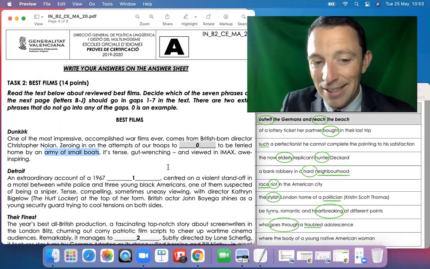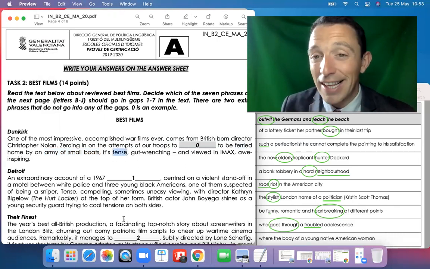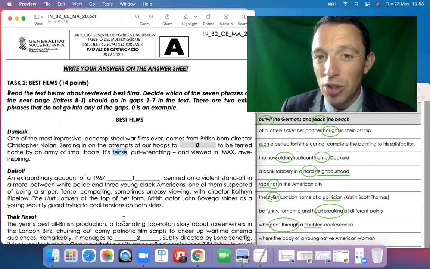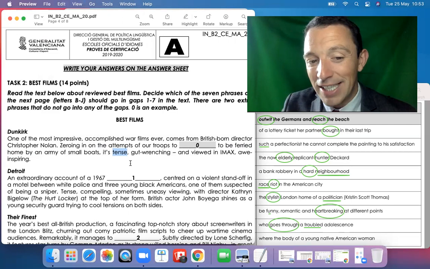Okay, tense is good vocabulary, and I think in other languages it's very similar as well. A tense movie, a tense moment. And the next vocabulary is excellent, very advanced, very proficient, and very, very good quality.